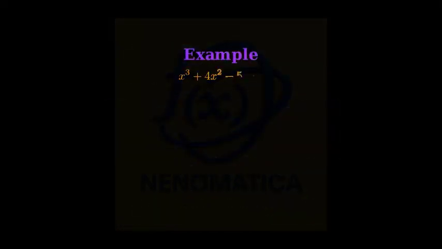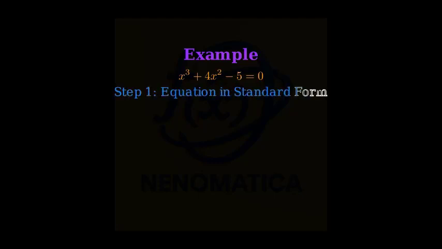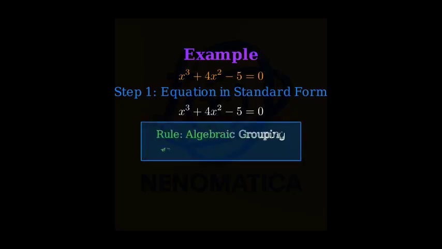Today, we'll solve a cubic equation using factoring methods. Let's look at our example. Let's start by writing our equation in standard form. We already have the equation x cubed plus 4x squared minus 5 equals 0, so we're ready to proceed with the solution. Next, let's group some terms to begin the factorization process.